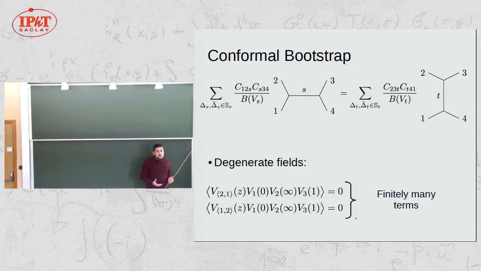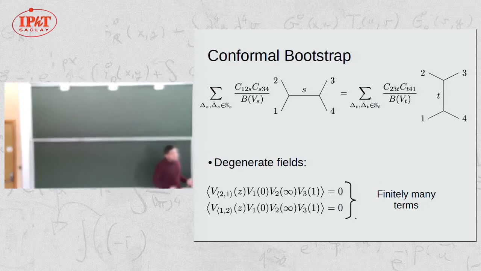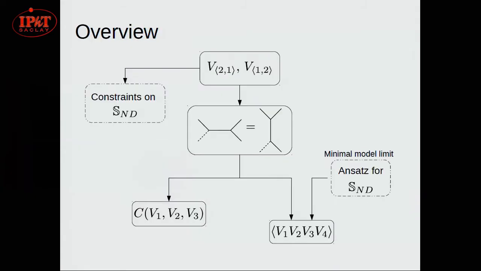And they have the special property that in the expansion of the 4-point function that involves these fields, we find only finitely many terms. This gives rise to a simpler system of constraints, which we will be able to solve and find the 3-point structure constants and the spectrum.